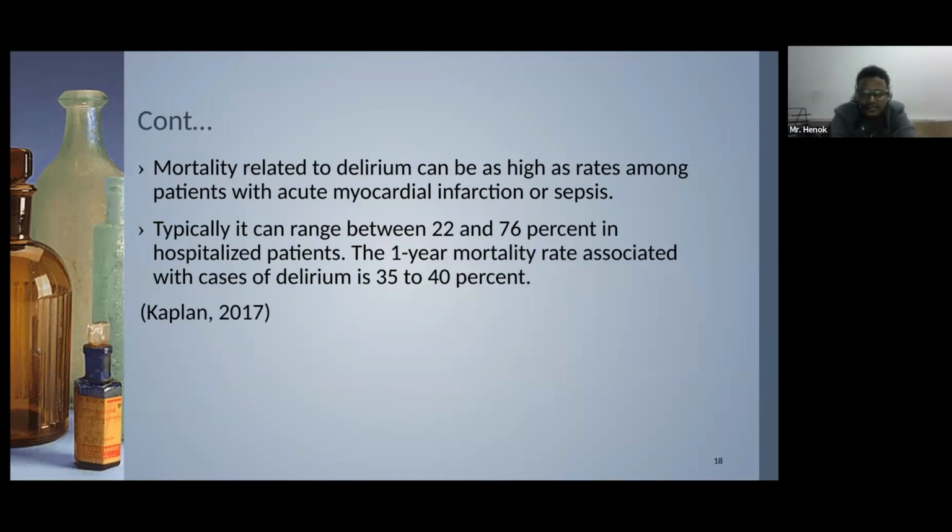Mortality related to delirium can be as high as among patients with acute myocardial infarction or sepsis. So delirium has a high mortality risk. Typically it ranges between 22 to 76% in hospitalized patients. In the Kaplan 2017 edition, you can see the 1 year mortality rate associated with cases of delirium to be 35 to 40%.